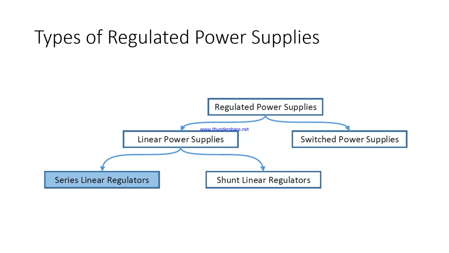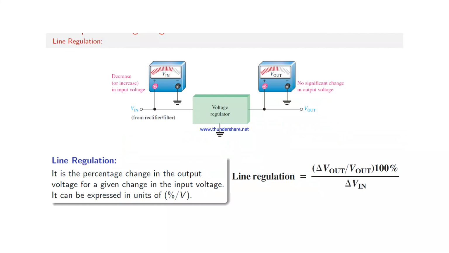well as personal purposes. So when we see the series linear regulator, first we have to know about line regulation and load regulation. Line regulation is with the input and output power, where load regulation is the voltage output regulation, constant voltage. So first we will see about line regulation.